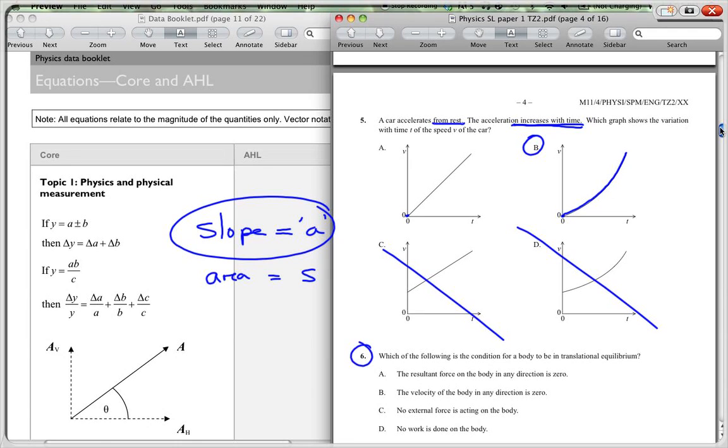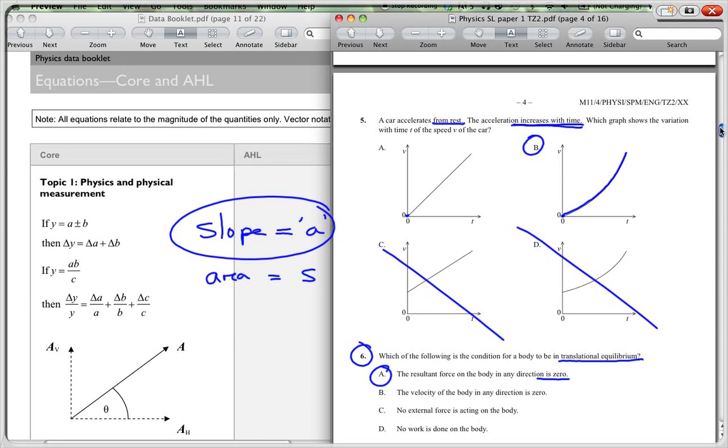Question 6. Which of the following is the condition for a body to be in translational equilibrium? So translational equilibrium, basically it's moving in a straight line with a constant velocity, or it is stationary. A is the correct answer. The resultant force on the body in any direction is 0. Because it's in translational equilibrium, your velocity is constant or 0, so there are no unbalanced forces on it. Just look at the other answers to see why they're wrong.